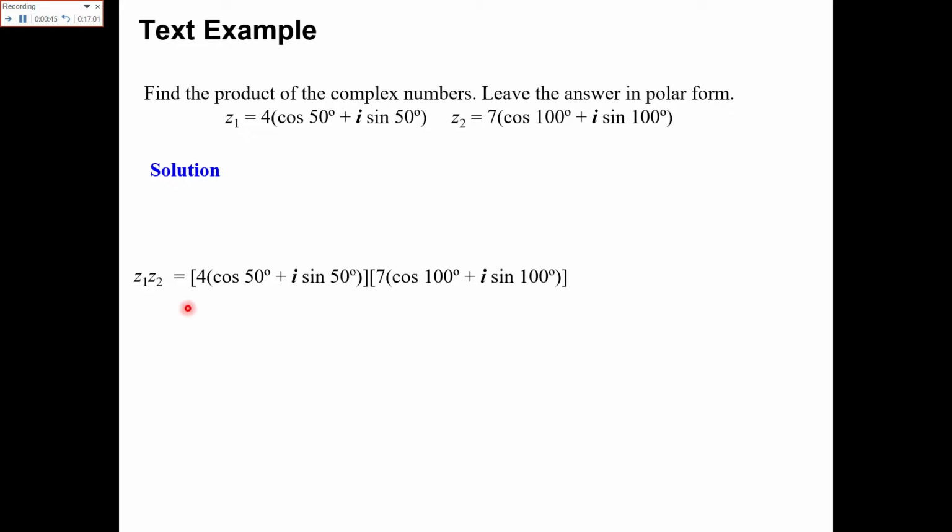Now we are asked to multiply these in the polar form. So z1 z2 is equal to 4 cos 50 plus iota sin 50, into 7 cos 100 plus iota sin 100.